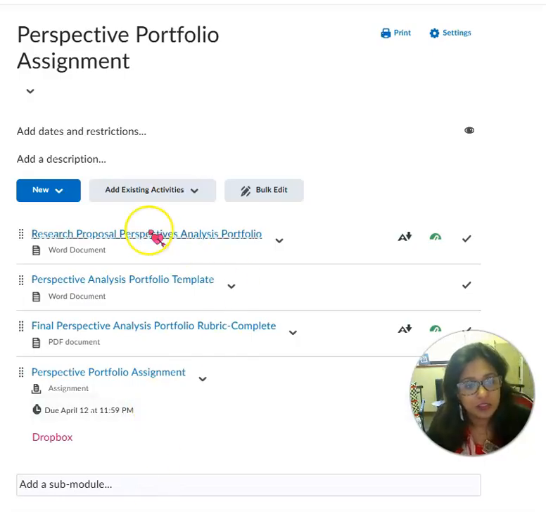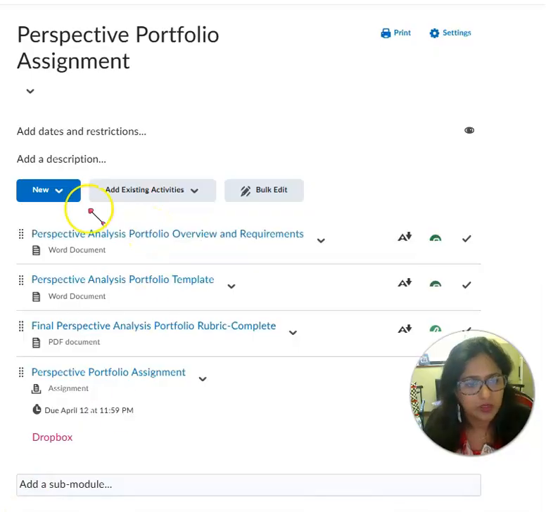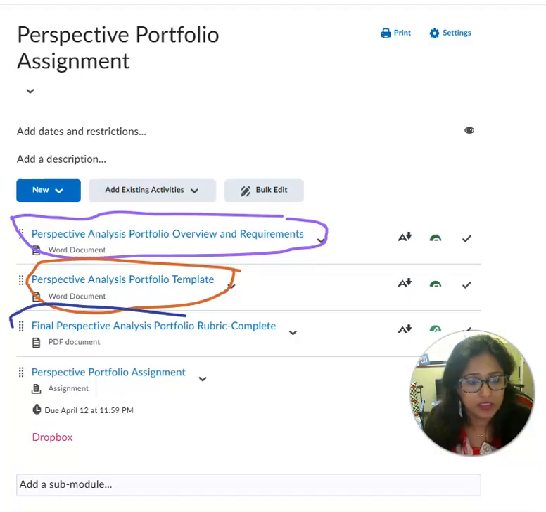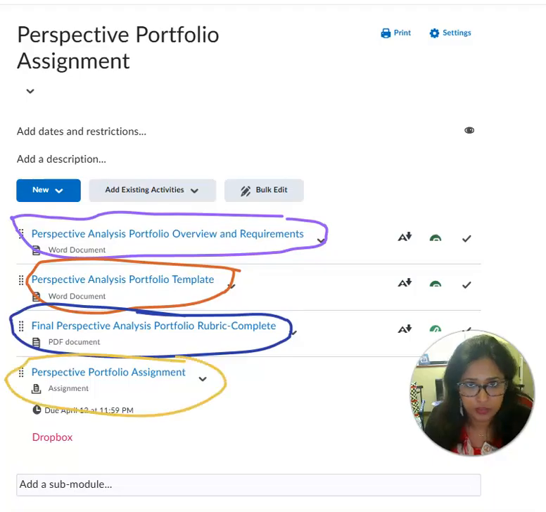So let us first look at the overview. The first item gives you the requirements and the overview. The second is the template for it. The third is the rubric, and then you have the drop box for it. So you have your overview and requirements, the template, and the rubric. I have downloaded these 3 so that we can see them, and I'm going to look at the overview first.